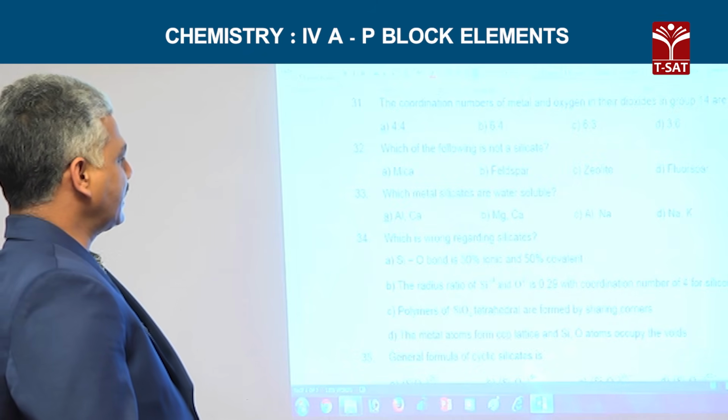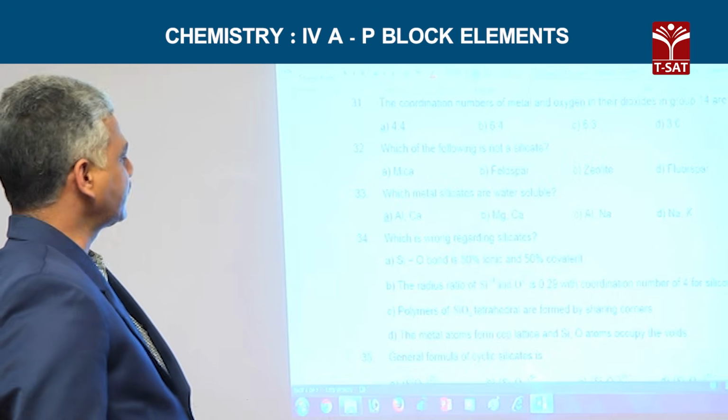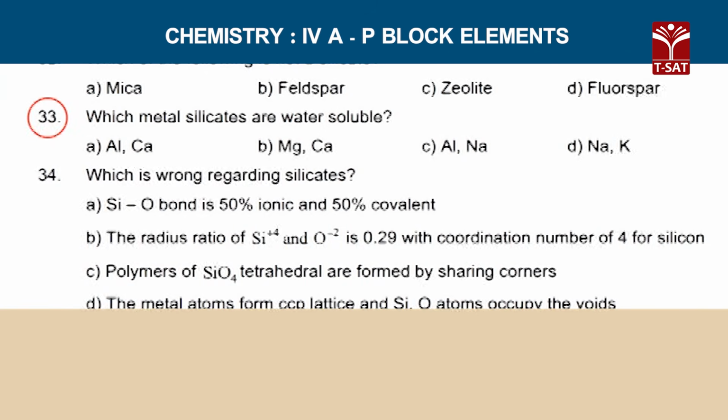33rd question. Which metal silicates are water soluble? Given options are aluminum, calcium; magnesium, calcium; aluminum, sodium; sodium and potassium. Correct answer is D. Sodium and potassium. They are water soluble in nature.